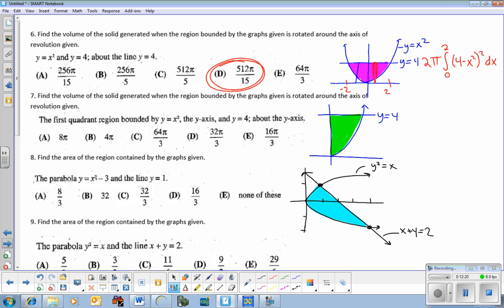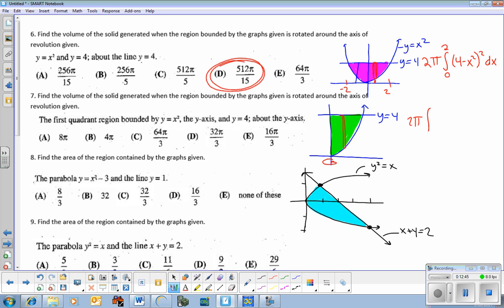It'll take 3 or 4 minutes, but do that and make it equal 512 pi over 15. Okay, number 7, the volume when we rotate this shape around the y-axis. All right, so you have options. I would do shells here. We'll take this shape, rotate it around the y-axis to make shells.